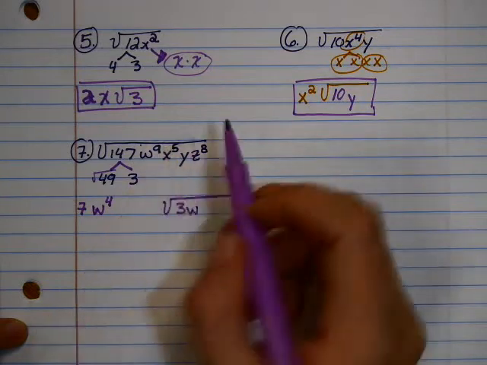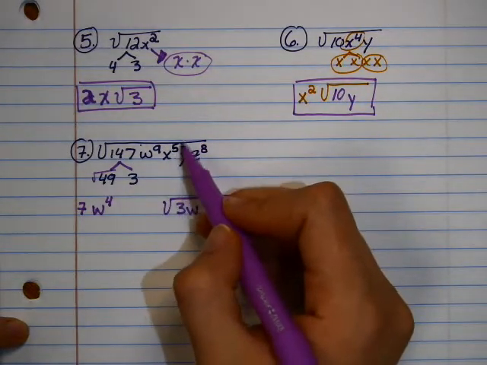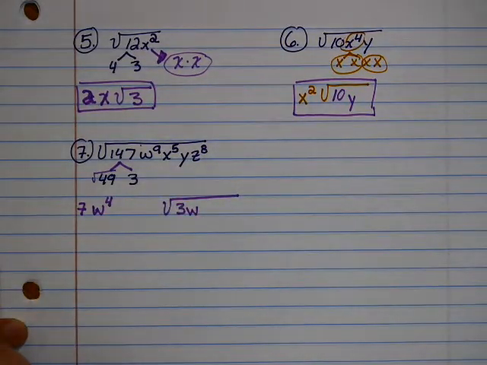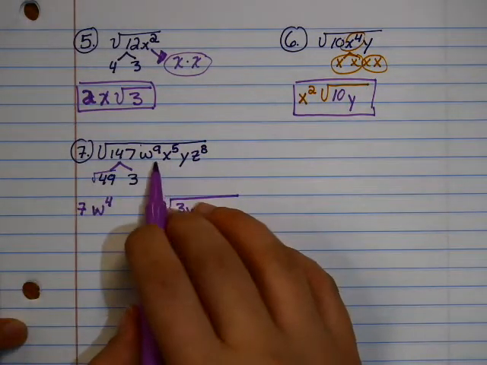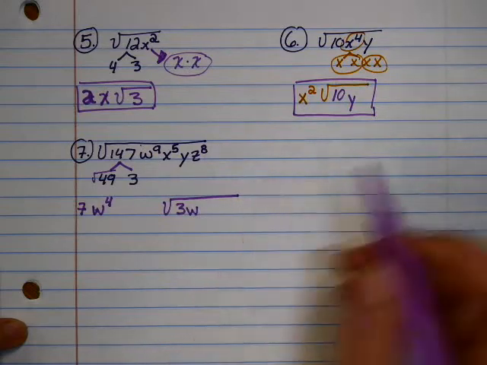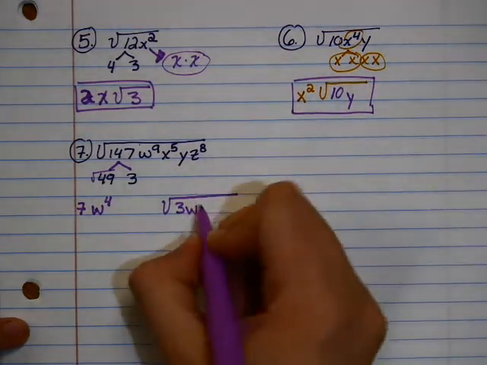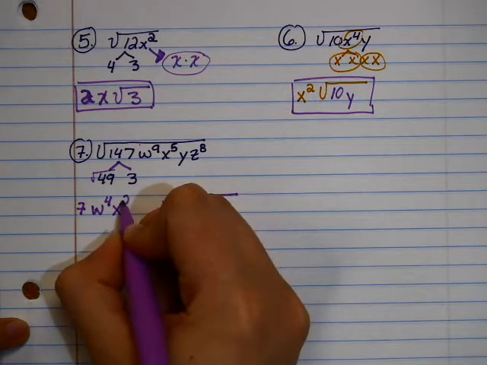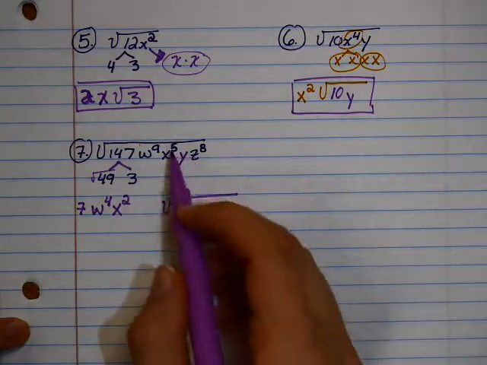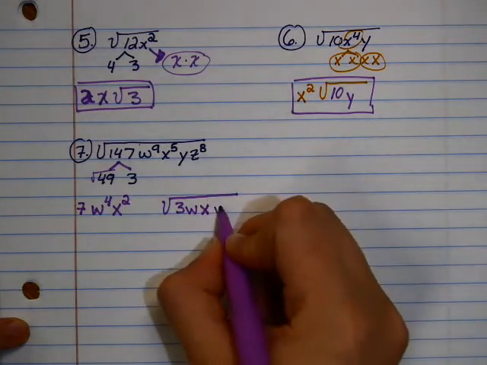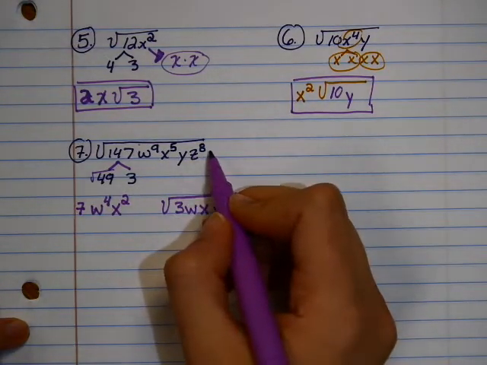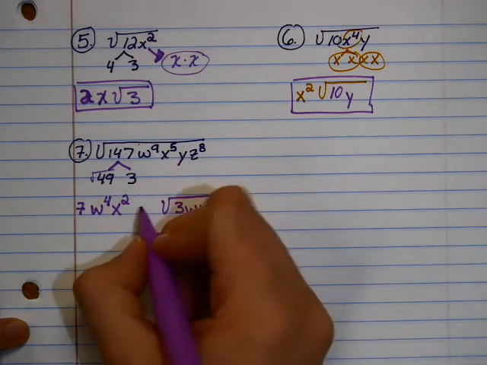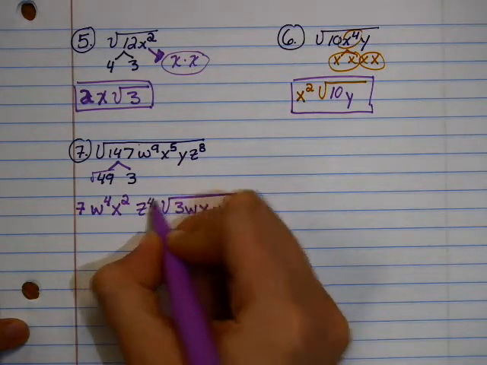Now let's look at x to the 5th. So again, I'm going to take 5 divided by 2 to see how many pairs I have, which I will have 2 pairs and 1 left over. So I know x has to stay inside, but I can take those 2 pairs out as x squared. Y, again, it's a loner, so it stays underneath. And z to the 8th, that's an even number that tells me exactly how many pairs I have, which are 4, so z to the 4th.